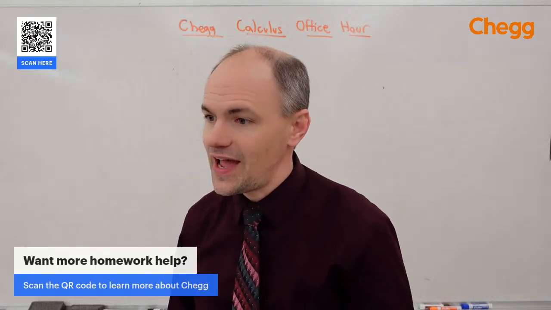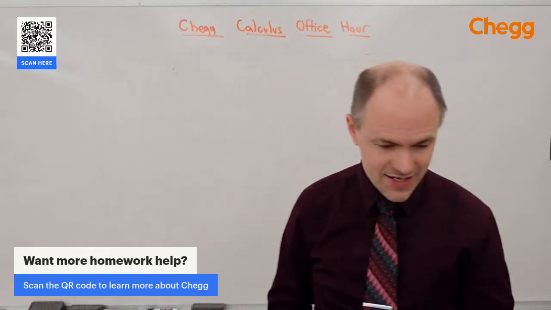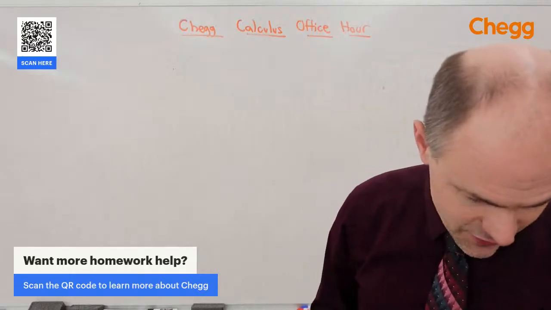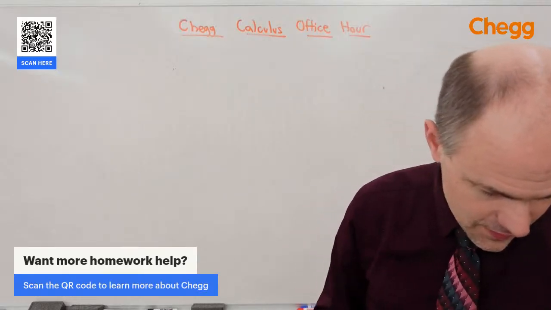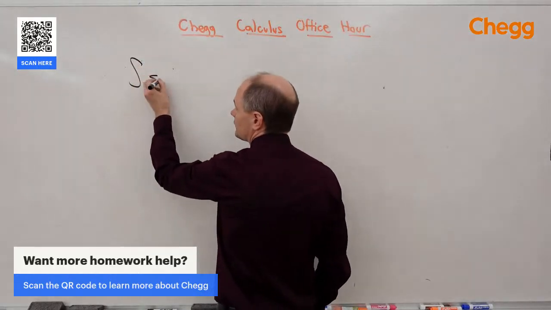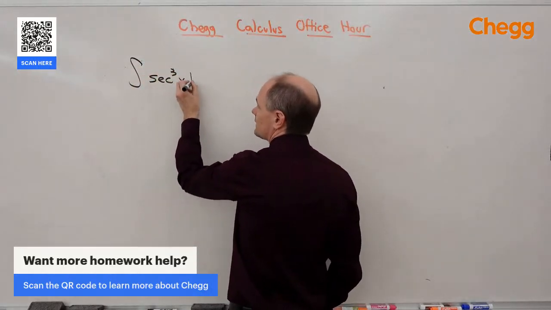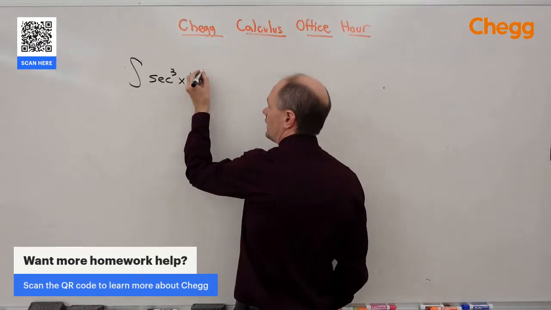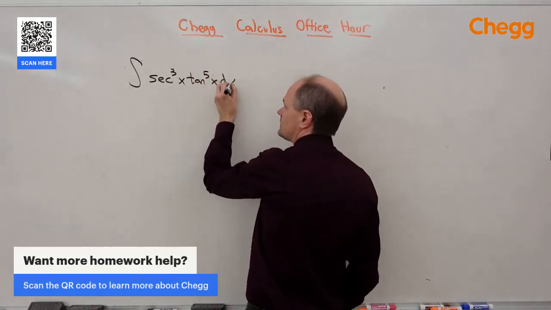Let's take a look at doing an integral involving secant and tangent to different powers. I don't know that I have one handy, so let's make one up. Hopefully it doesn't get ugly. Let's look at the integral of secant cubed of x times tangent to the 5th of x dx.